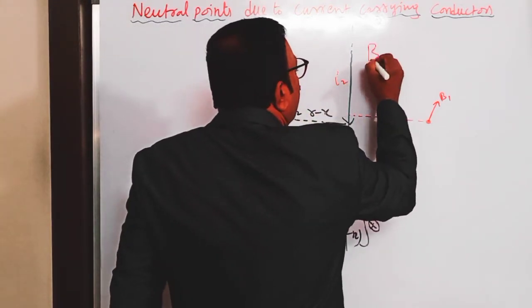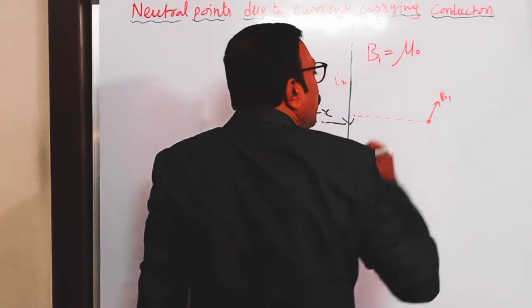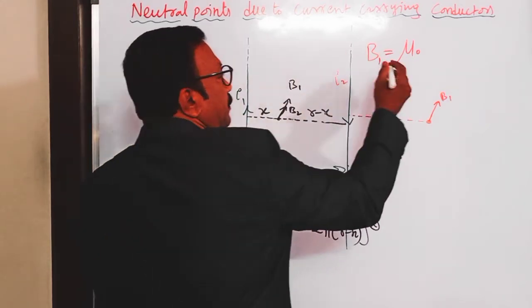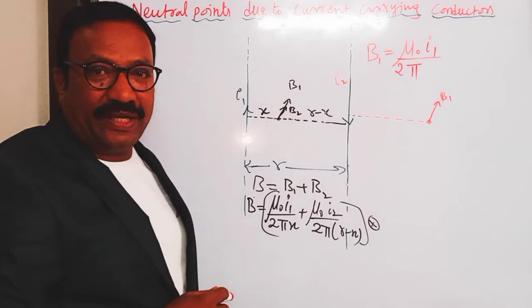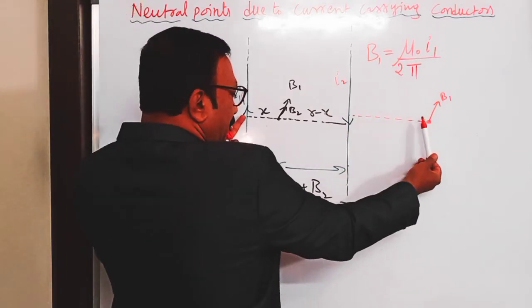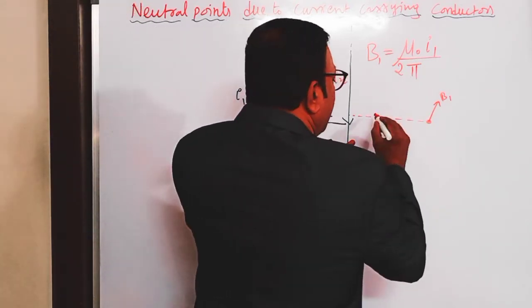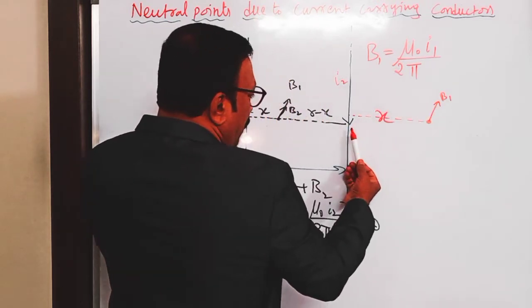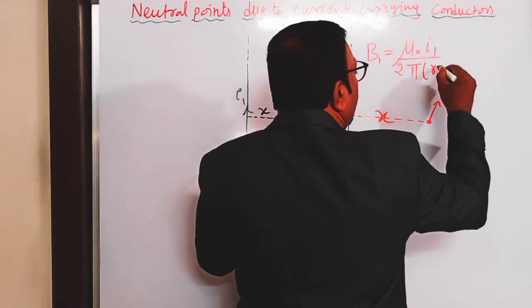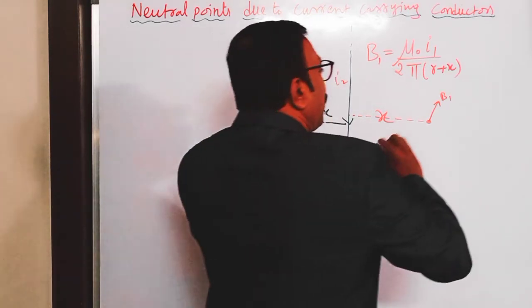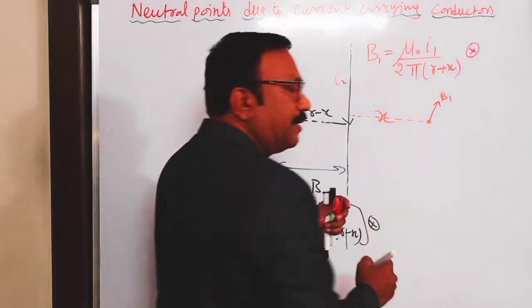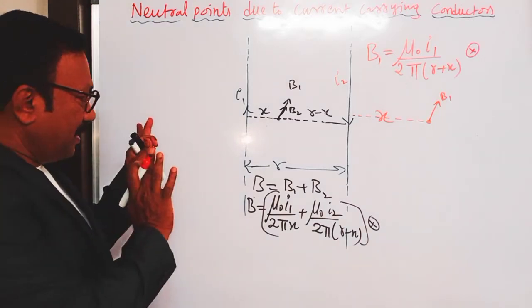Let me write what B1 is now. B1 is equal to mu naught I by 2 pi times the distance of the point. This point is located at R and this is x, right? So the distance will be R plus x. What is the direction of the field? Inward, I got. So this is an inward field. So the first conductor's field is over.